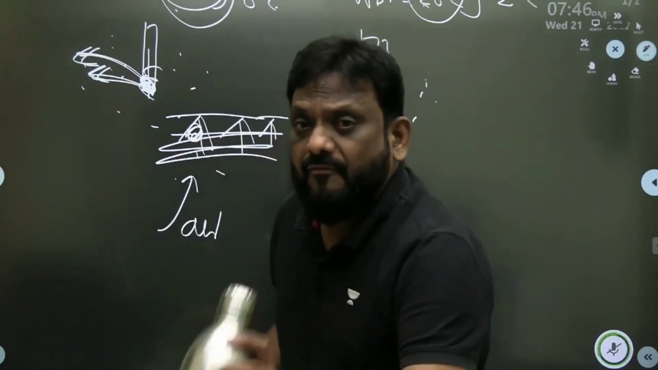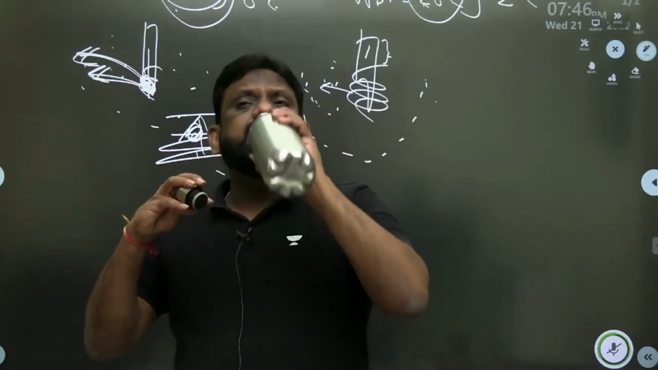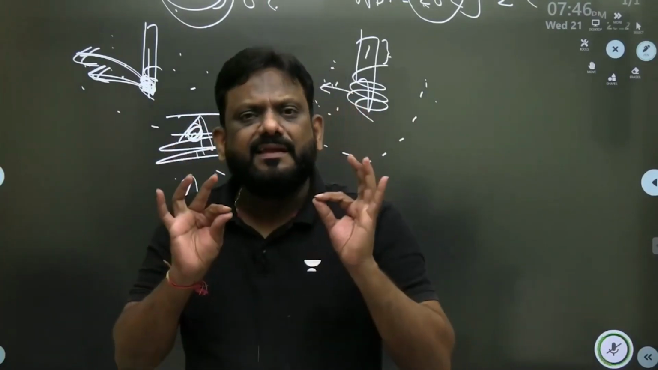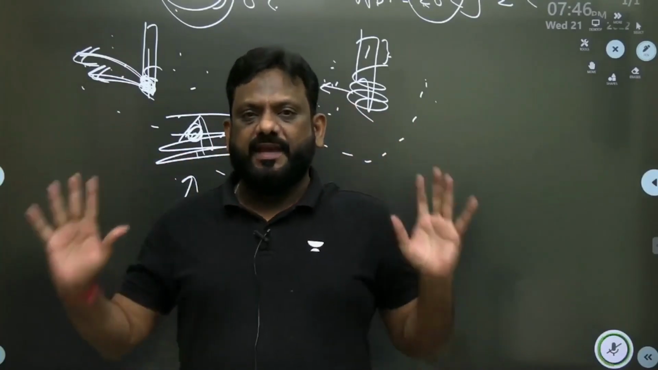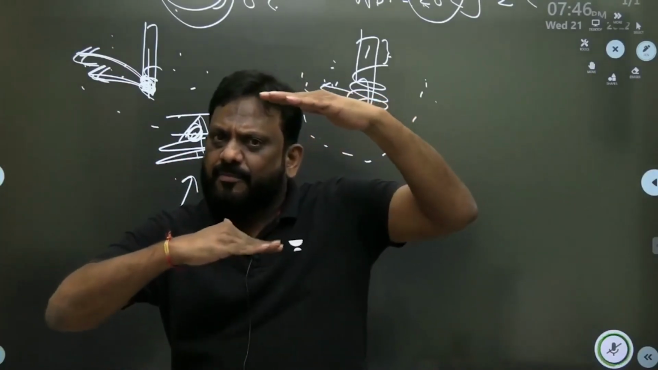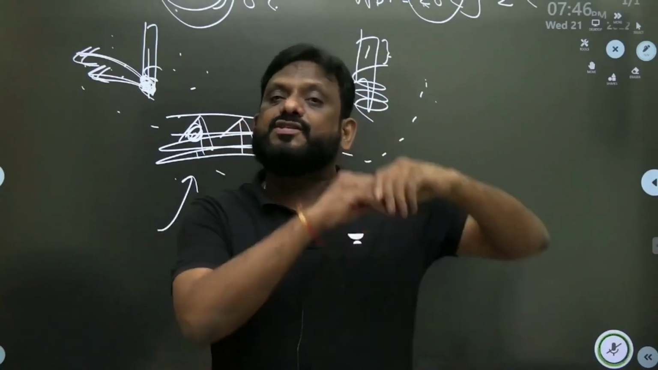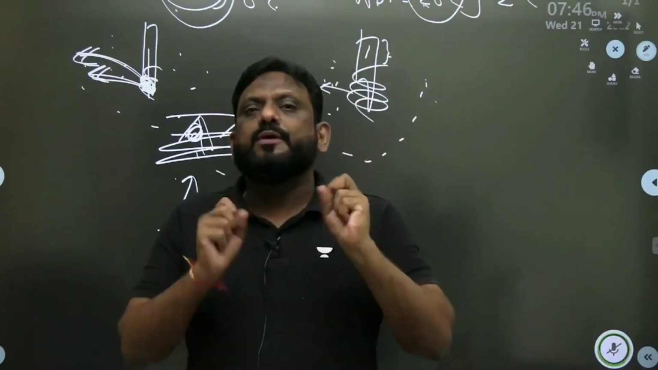Now, please, if someone says, what is wet bulb temperature? It is an indirect indication of moisture in air. If the difference between dry bulb and wet bulb is more, it means the moisture in air is very less. That's why it is absorbing more moisture.